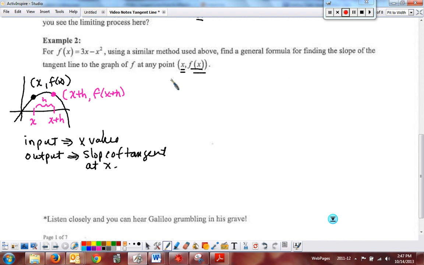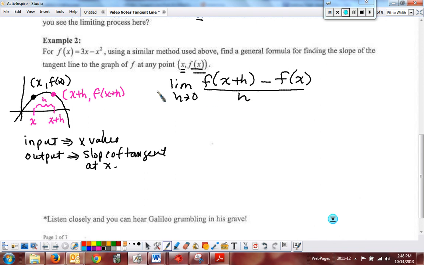So essentially all we're going to do is use our limit definition, the limit as h goes to 0, and instead of doing f of 1 plus h, which is what we did above, we're going to leave it as x plus h, minus, instead of f of 1, f of x. We're going to keep this general, all over h. Now what this will do is find a general formula for our derivative at any point x. So it'll be f prime of x.